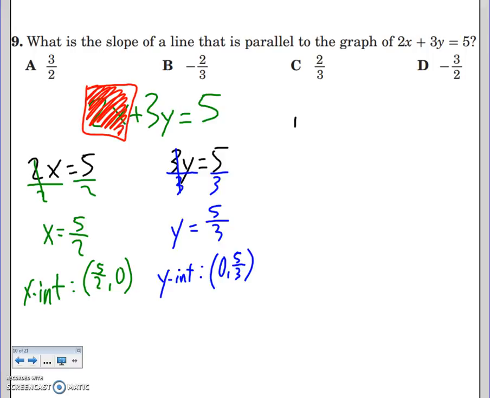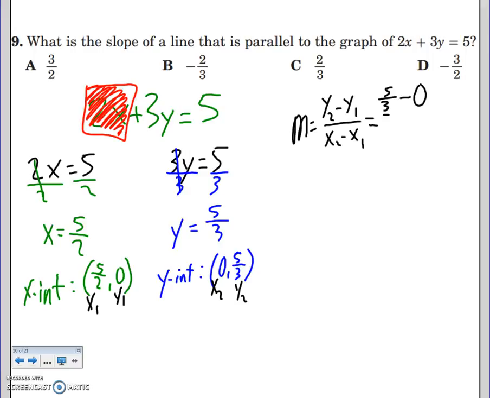So m equals y2 minus y1 over x2 minus x1. I'm going to label this. I'll call this x1, y1, x2, y2. So y2 is 5/3 minus y1 is 0, easy, over x2 is 0 minus x1 is 5 halves.